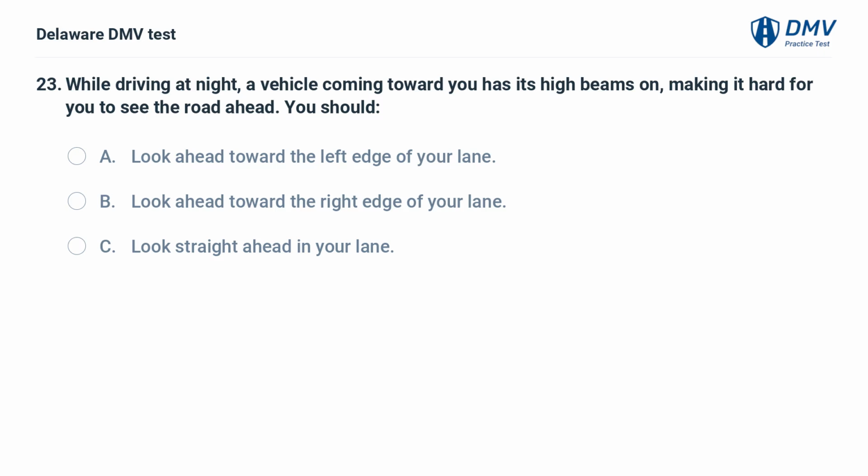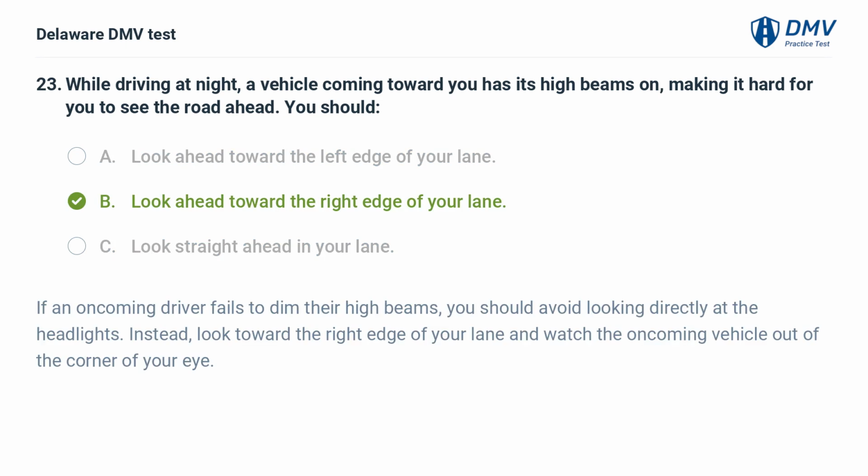While driving at night, a vehicle coming toward you has its high beams on, making it hard for you to see the road ahead. You should: A. Look ahead toward the left edge of your lane. B. Look ahead toward the right edge of your lane. C. Look straight ahead in your lane.